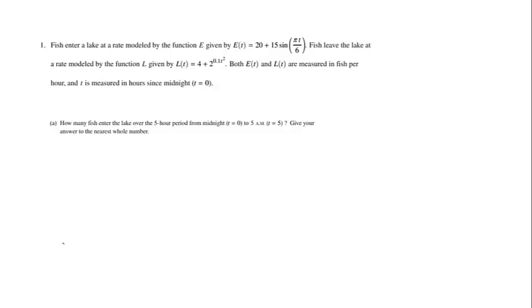Problem number 1, this is a calculator-aided problem. Here we go. Fish enter a lake at a rate modeled by the function E, given by E of t is equal to 20 plus 15 sine of pi t over 6.